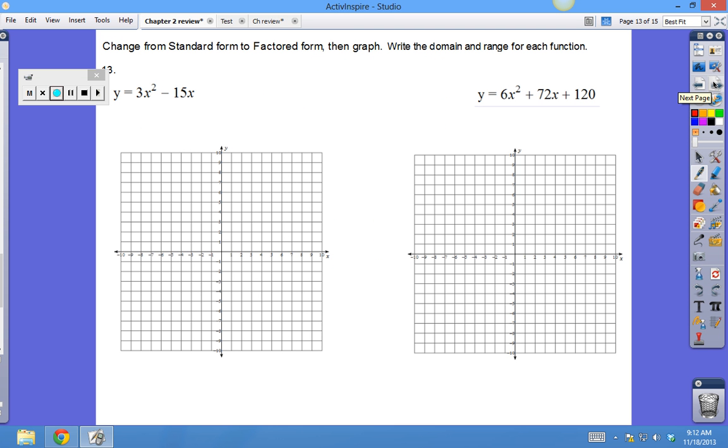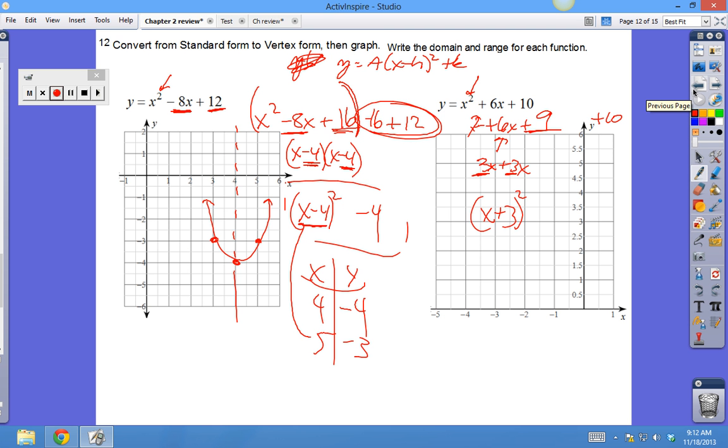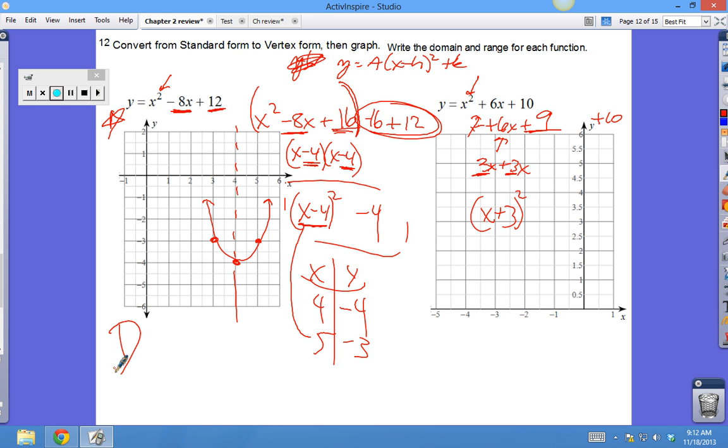Number 13. Oh, domain and range. We didn't do domain and range. Okay, the domain. Let's look back at this first one. The domain is the left and right. This parabola is going to continue forever. As it goes up on the left side it goes left, and as it goes up on the right side it goes right. So it is going to cover everything on the x-axis. My domain is my x's, and each number is represented all the way from negative infinity to positive infinity.